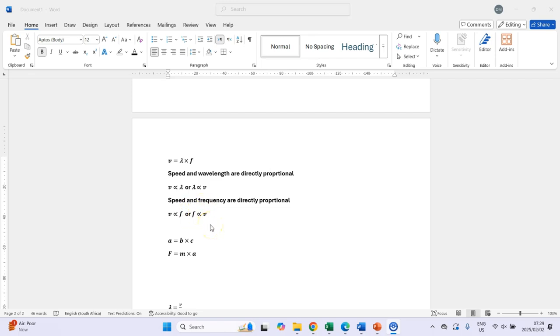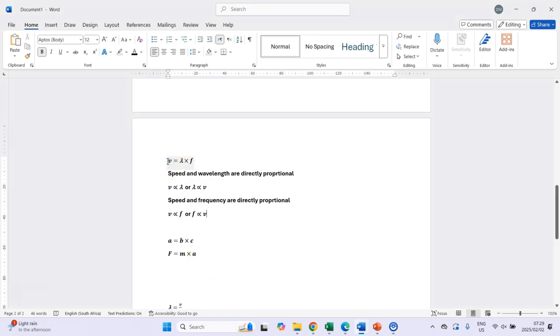And this is going to apply to any equation where there's multiplication. So if we have a generic equation of A equals B times C, we can then say that B is proportional to A and C is proportional to A. If we have F equals ma, force is mass times acceleration, which is a formula that we will work with next year when we do Newton's laws, then we can say that force and mass are directly proportional, and we can say that force and acceleration are directly proportional.